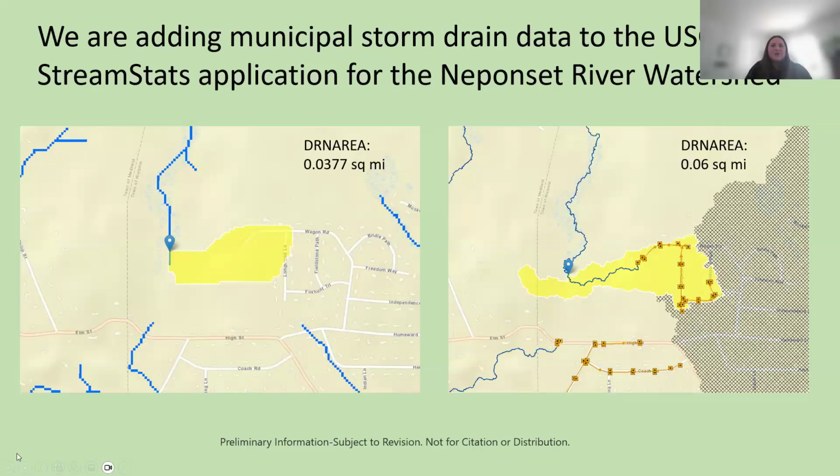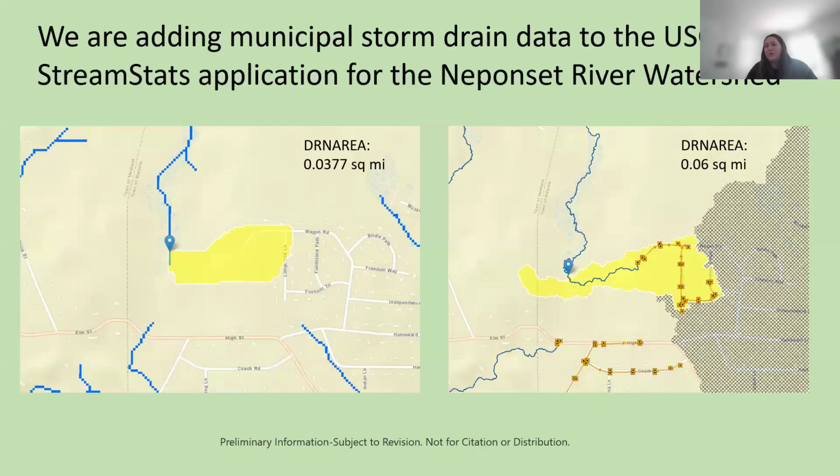So, as mentioned, we are adding that municipal storm drain data to the StreamStats application for the Neponset. This has been previously accomplished for the Mystic Watershed, and those finalized results are available on StreamStats. As you can see, this screen capture to the left is showing a topographic delineation within our pilot area. On the right, you can see a delineation from approximately the same point of interest, but this time the delineation accounts for those municipal storm drain data.